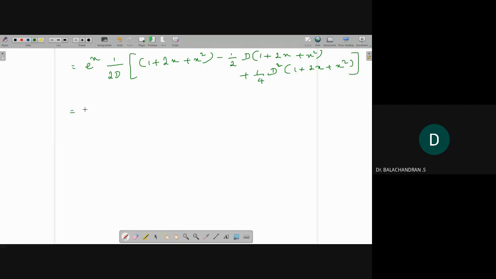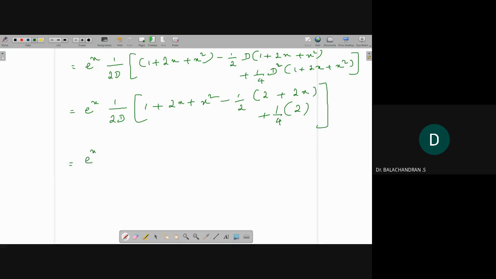So now this is equal to e power x into [1 by 2 d of (1 plus 2x plus x square) minus 1 by 2. Differentiation of 1 is 0, differentiation of 2x is 2, differentiation of x square is 2x, and 1 plus 1 by 4 into d square of 1 is 0, d square of 2x is also 0, d square of x square is 2, sorry 2.] e power x 1 by 2 d 1.